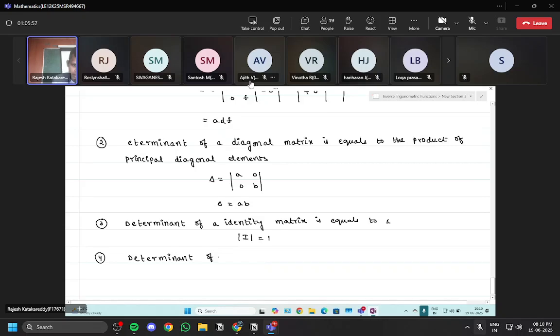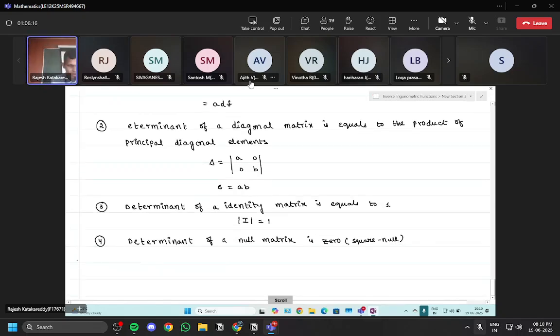Determinant of a null matrix is 0. It is square and null both. Next, we have learned 3 matrices now, starting from idempotent.